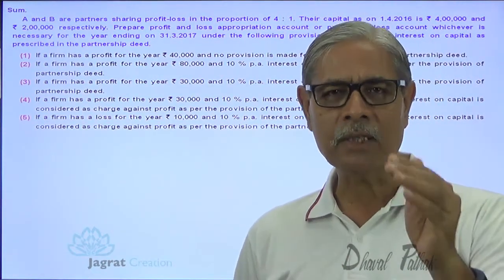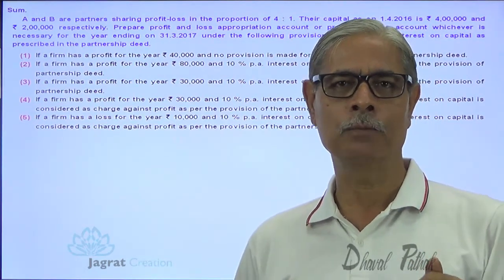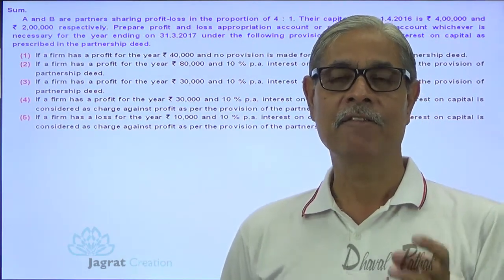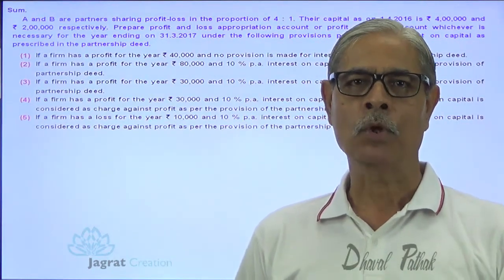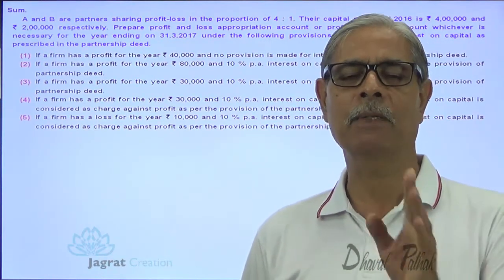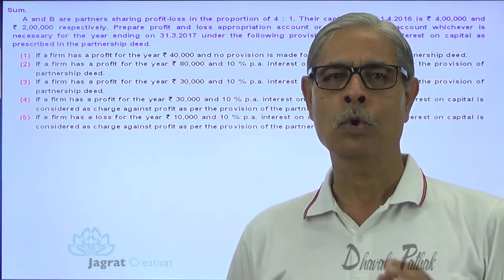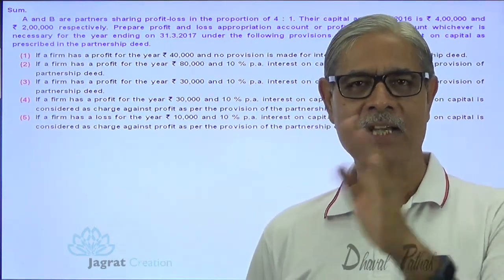Charge against profit: all the expenses debited to profit and loss account are such expenses which are required to be incurred for the purpose of earning profit, or which are required to be debited to profit and loss account as per the matching concept of accounting. So here interest on capital is considered as a charge against profit.